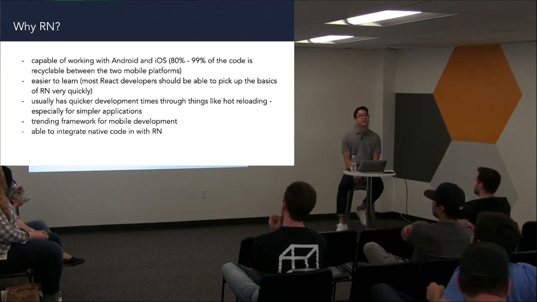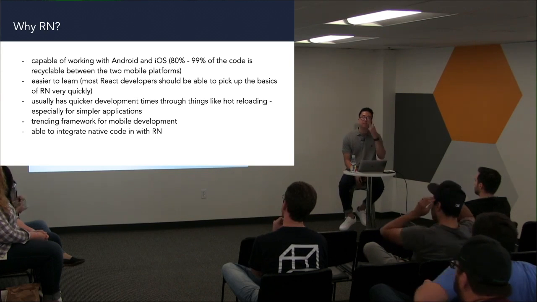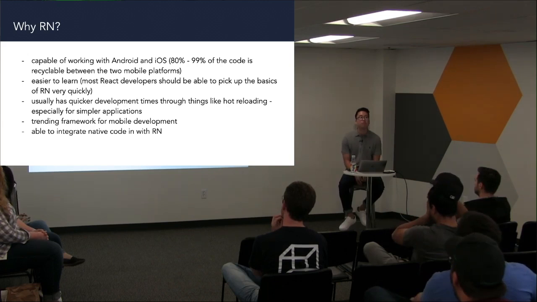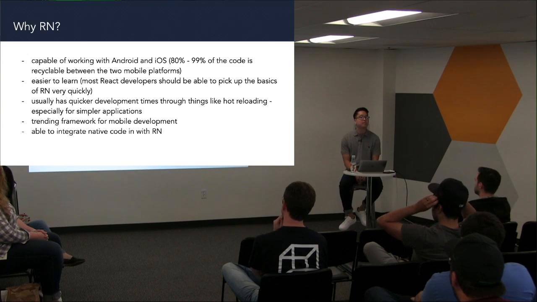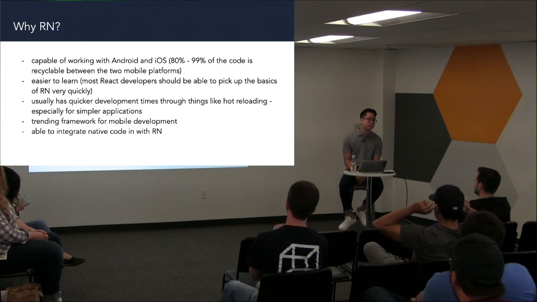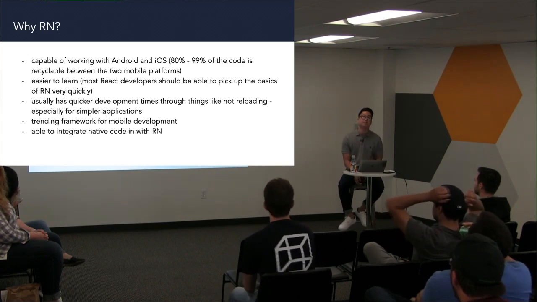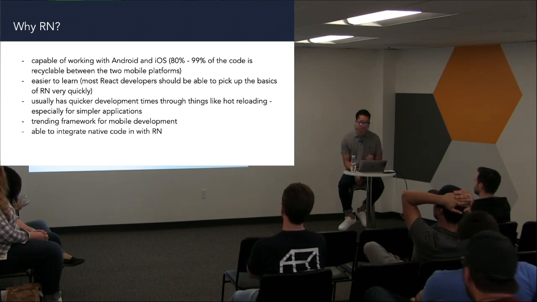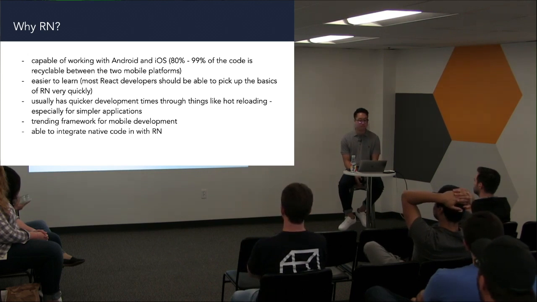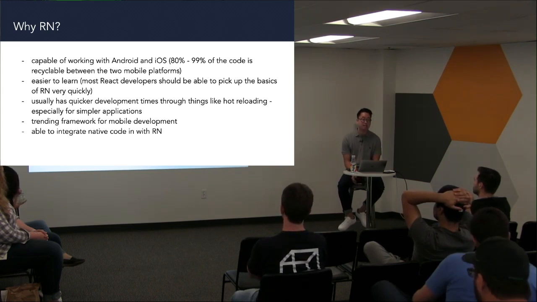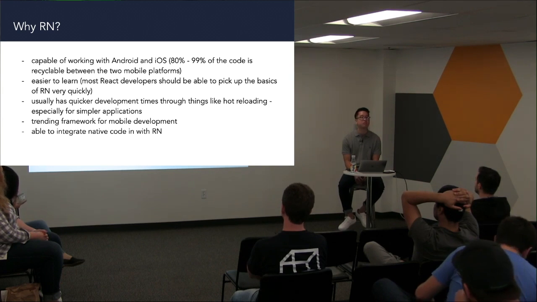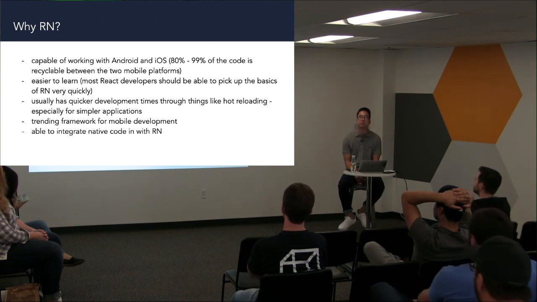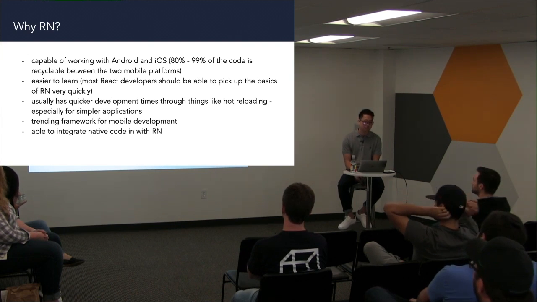And that's kind of where React Native steps in with, I think, its biggest advantage. It's capable of working with both Android and iOS. They're both going to be based off the same JS code that you write. And so you can have the same developer building for both platforms. And I personally found that 80 to 99% of the code was recyclable. And so I got to basically reuse almost every component I built in React Native for both platforms.